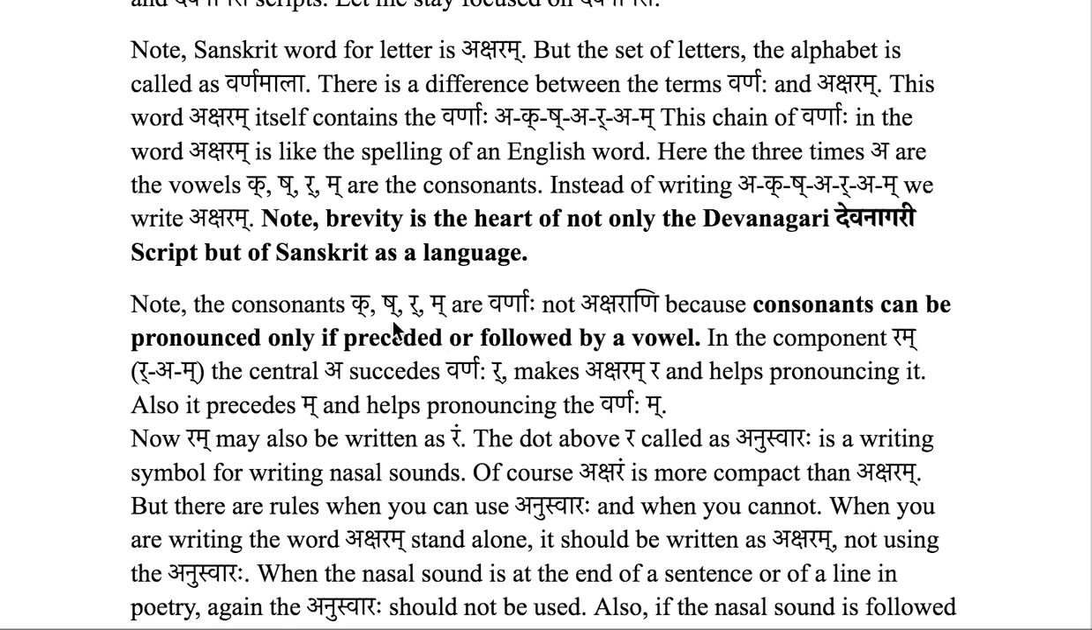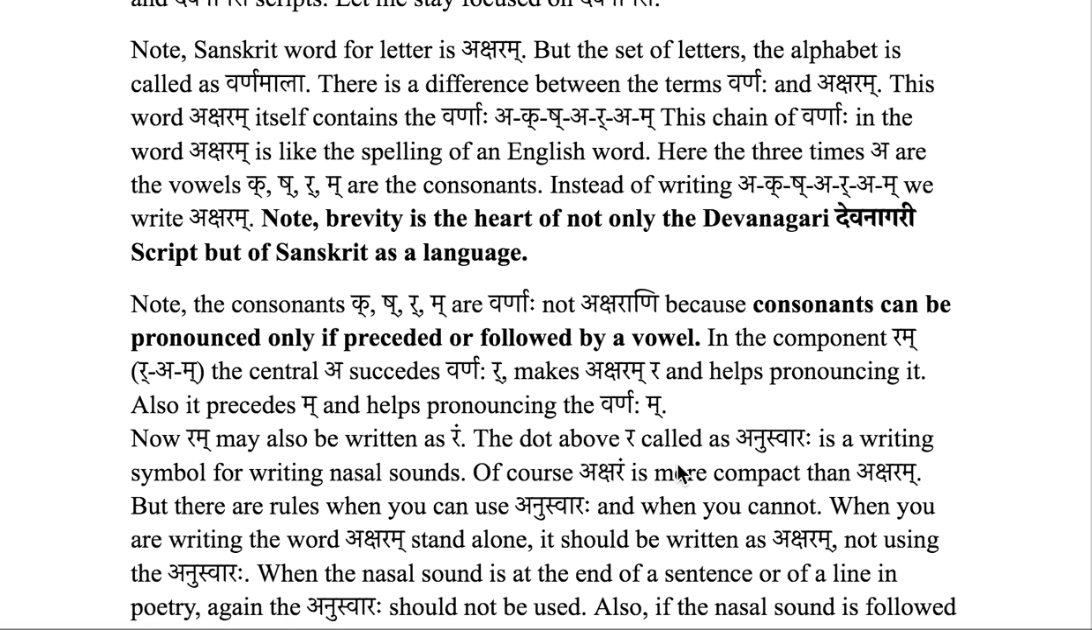Note, the consonants K, Sh, R, M are Varnaha, not Aksharani, because consonants can be pronounced only if preceded or followed by a vowel. In the component Ram, out of Aksharam, Ram, R, A, M, the central A succeeds Varnaha R, makes Aksharam R, and helps pronouncing it. Also, it precedes M and helps pronouncing the Varnaha M also. Now, Ram may also be written as Ram.